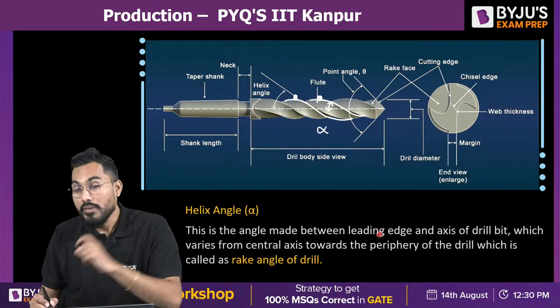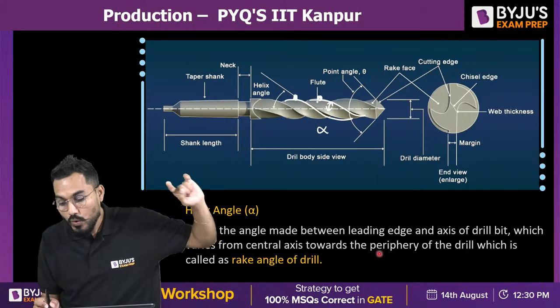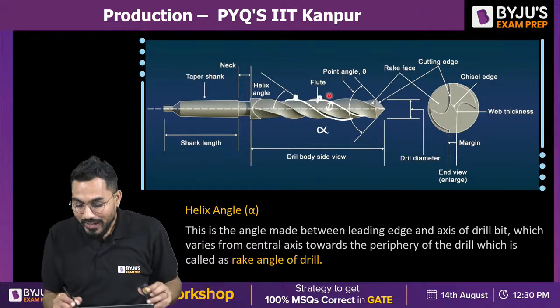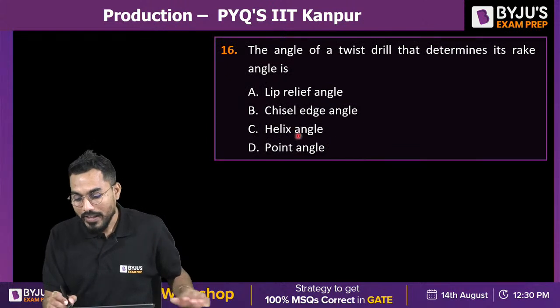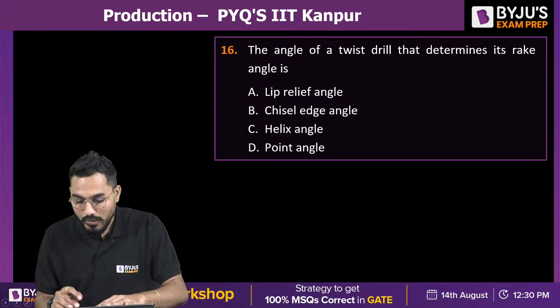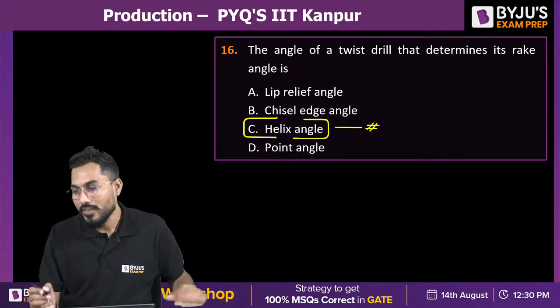So we can say, very simple: the angle made between the leading edge and the axis of the drill bit, which varies from the central axis towards the periphery of the drill and which becomes maximum at the periphery, that angle is nothing but called the rake angle of the drill. So what is my answer? I'll say that helix angle will decide the rake angle of my drill bit. Is it understood? Yes. So helix angle is definitely my answer.